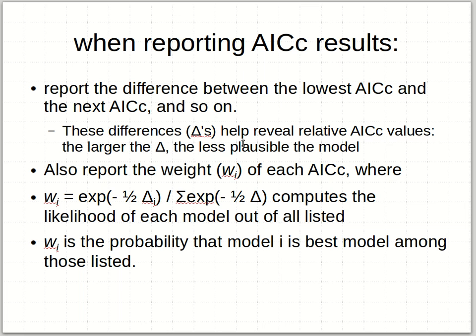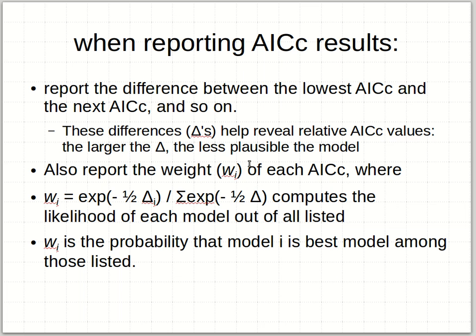The larger the difference, or delta, the less plausible the model. And that means the first one would be a delta of 0. There's no difference if you're looking at your first model. The delta is attached to the second variable, right? The second model, I should say.